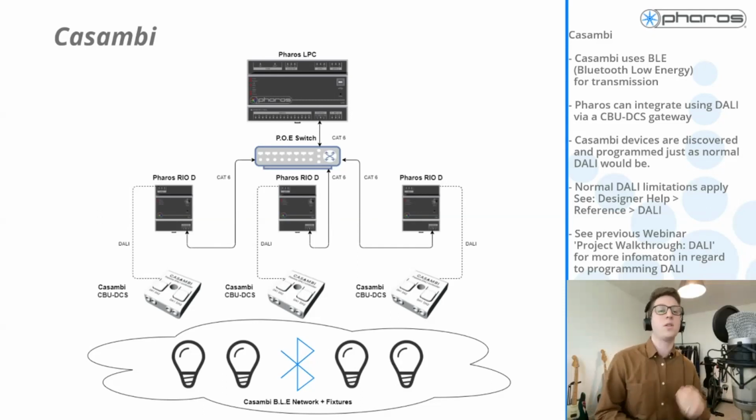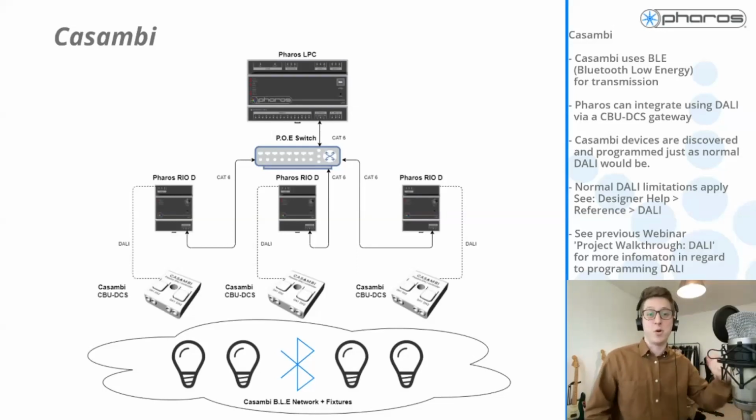If you want to know what our Dali limitations are, obviously you can look in the help, but it's pretty expansive. For instance, if you're using an LPCX, you can have 100 Rio Ds. That's 100 Rio D interfaces, which means that you can have 100 gateways connected to the system, obviously one gateway being connected to a Rio D.